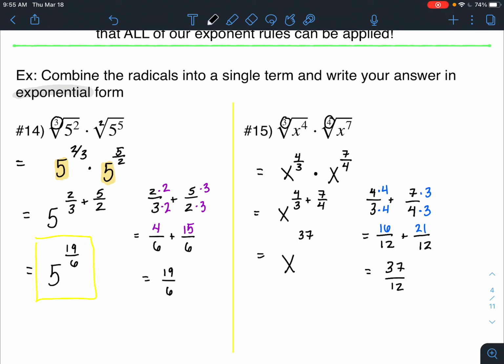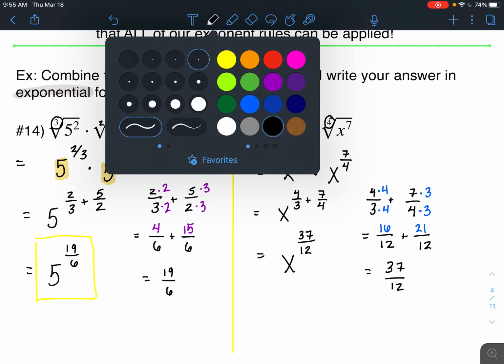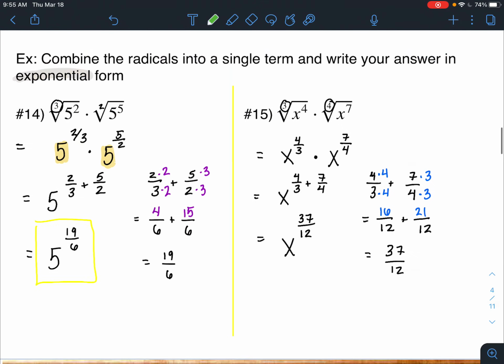And we just want to be careful that we're writing that as an exponent, so you want to make sure it's definitely up in that upper right-hand position. There we go.